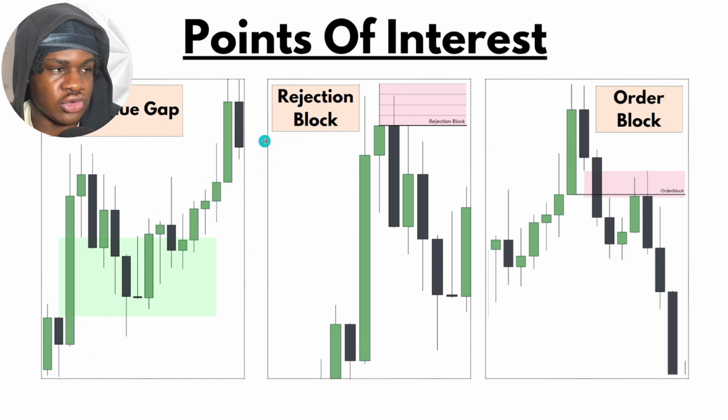If the market is trending, it's going to respect bullish fair value gaps. If the market is going lower, it's going to support bearish fair value gaps, right? Understanding where you are in market structure is very important. Next is a rejection block, right?